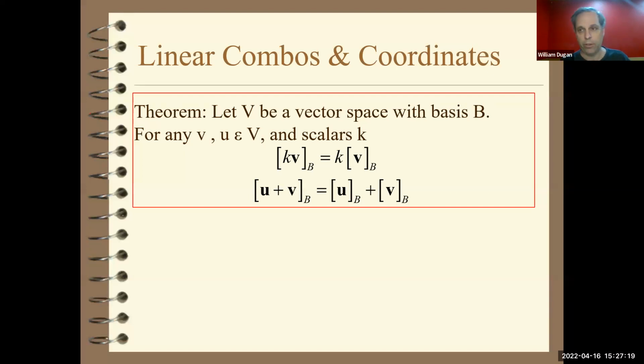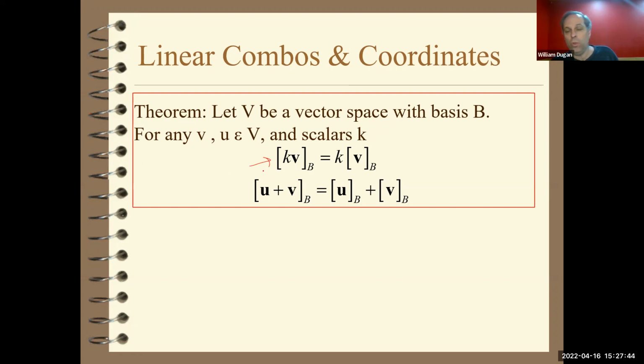Now, for any two vectors in that space and any scalar, if you ever want to know the coordinates of the multiple k times v, you find the coordinates for v and just multiply it by k. In other words, in terms of the operation to associate a vector with its coordinates, the scalar can be brought outwards.